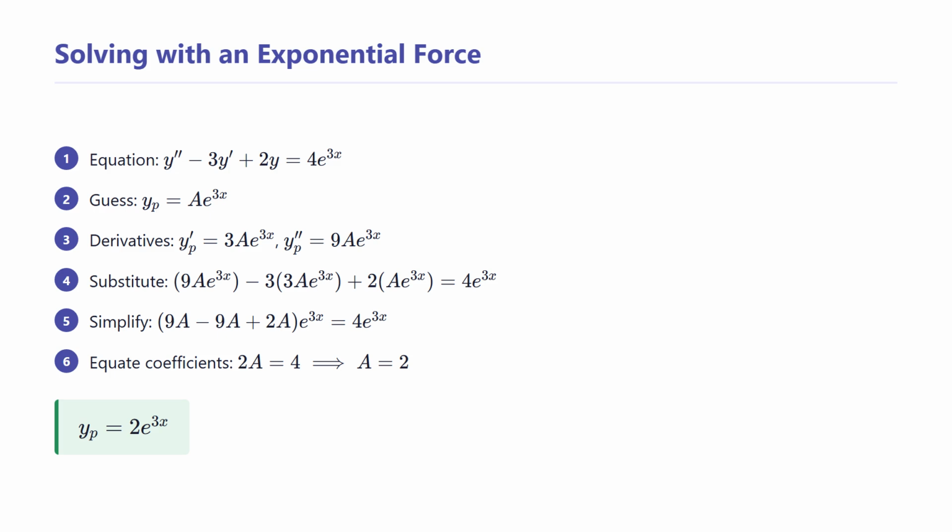By factoring out the exponential term, the algebra simplifies beautifully. The a terms partially cancel out, leaving us with 2a equals 4, which means a equals 2. Physically, this tells us the system's forced response exactly follows the path 2e to the power of 3x.